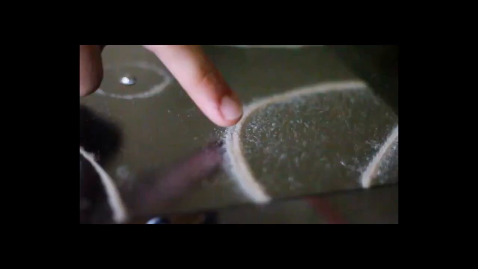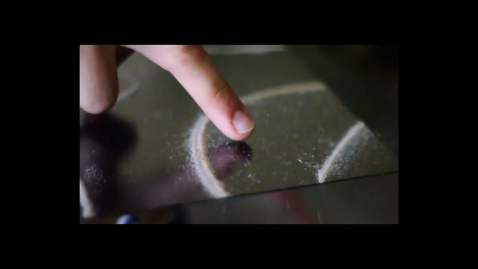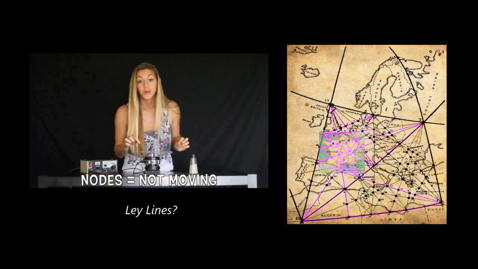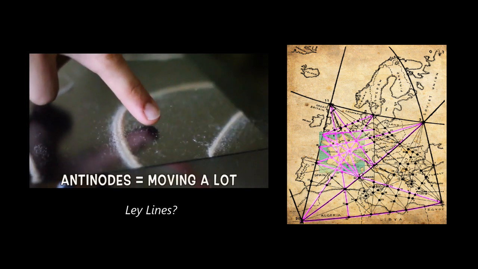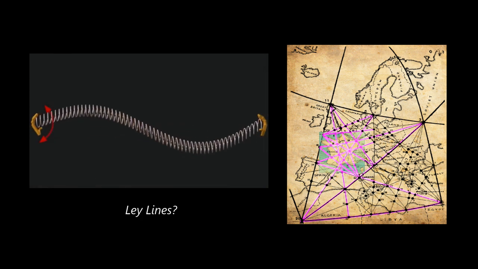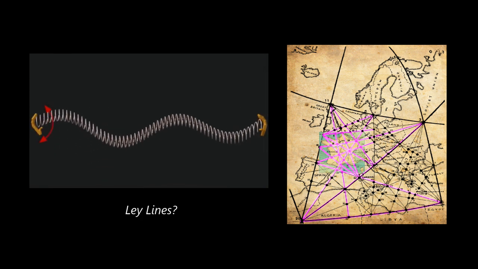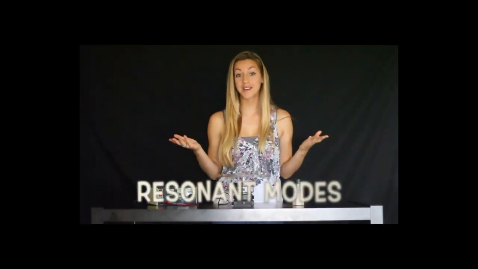If you look closely, there are places where the plate and the sand are moving a lot, and places here where they're not moving at all. These are nodes, just like the nodes that didn't move on our slinky. Here are the antinodes. And just like we needed specific frequencies to get standing waves on our slinky, the same is true of our plate. These specific frequencies are called resonant modes.